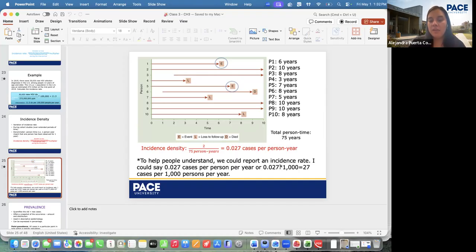And then I use my multiplier, and then I could say 0.027 cases per person year, but ideally when I do the multiplier, I'm going to be able to say 27 cases per 1,000 person per year. So this sounds better, like the 27 cases per 1,000 people per year, right? This is more impactful. This is easier to digest than 0.027 cases per person year.